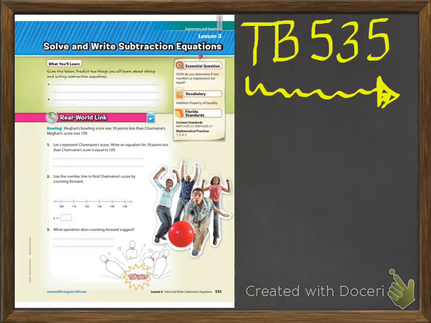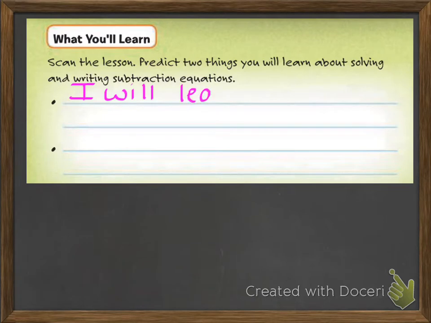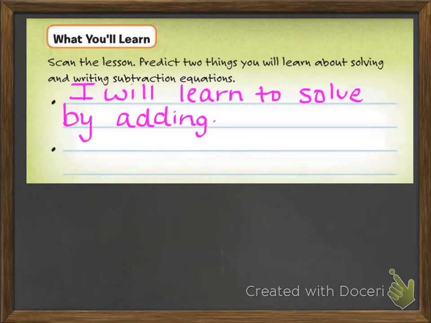Today, we're going to get started on textbook page 535. It's going to be right here where you see this guy bowling. So let's see what this is all about. It says, scan the lesson and predict two things that you will learn about solving and writing subtraction equations. So I've written the first one here for you.